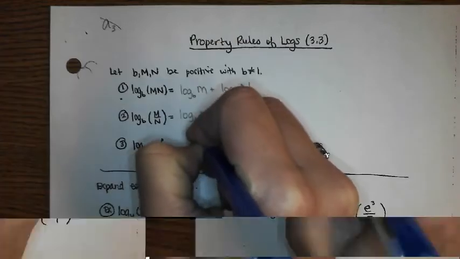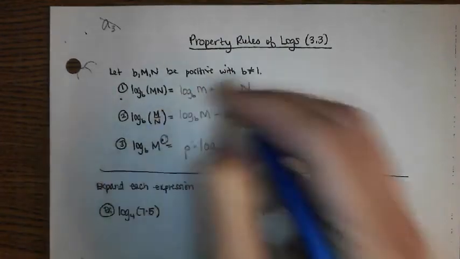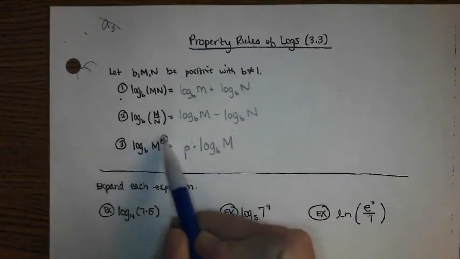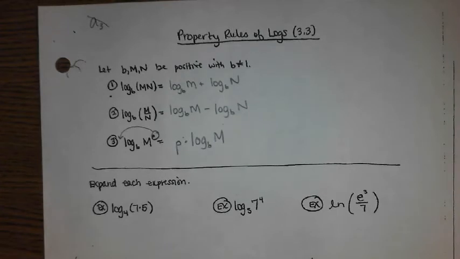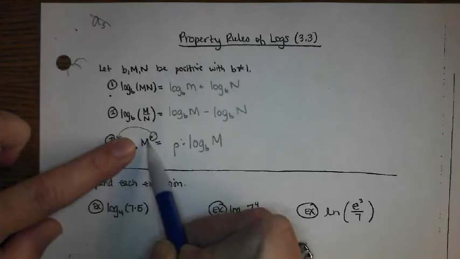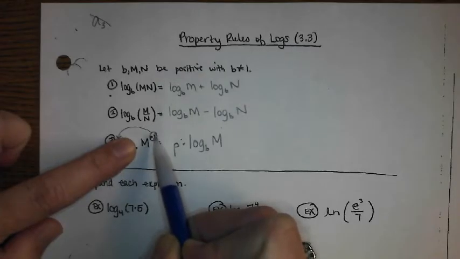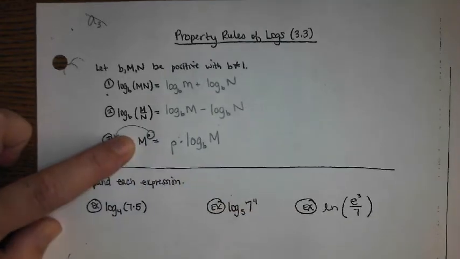P times log base b of n. That's where your exponent that's on whatever you're taking the log of would come out in front. That's the one that makes logs the most useful. Because if you're trying to solve an exponential equation and you're trying to solve for an x that's in the exponent, you take the log of both sides, which allows you to bring that out in front, right?